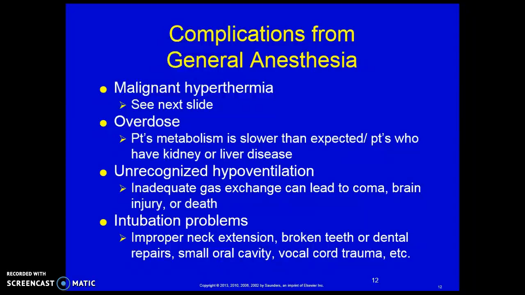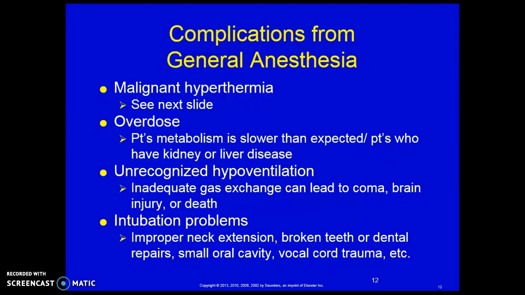Complications: we've already talked about malignant hyperthermia, and you guys have received a handout on that. Overdose: if a patient's metabolism is slower than expected, and we talked about this actually today in Pharm, if the metabolism is slower, then the drug is going to be built up longer. That's with patients who have kidney or liver disease, and maybe we don't know that. Unrecognized hypoventilation, so inadequate gas exchange. This can lead to coma, brain injury, or death, so it's super important for us to watch that.